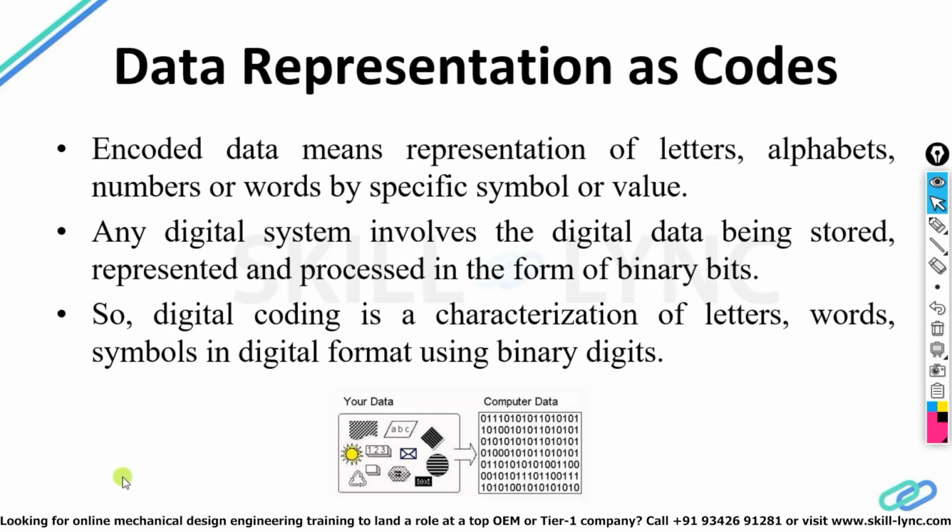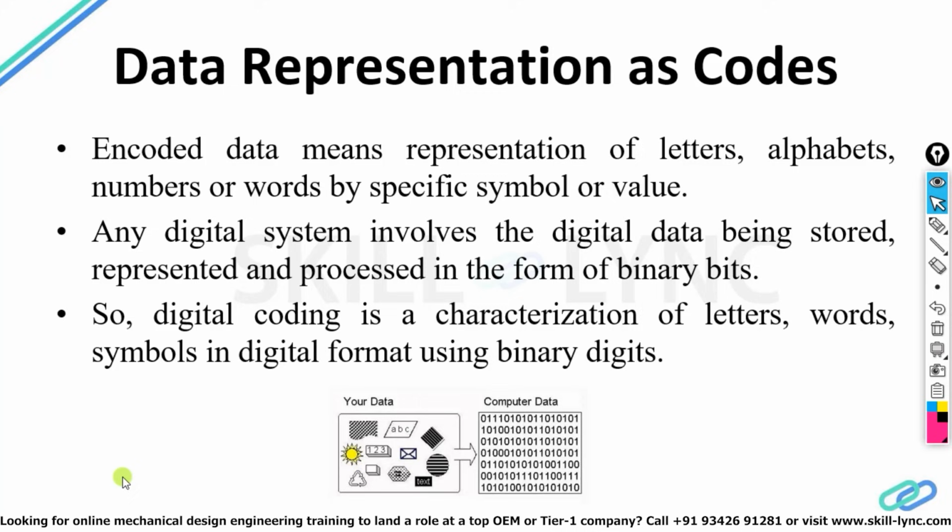So as in the previous videos, we have seen that in digital electronics, the number system is used for representing information, and number systems have various bases. Suppose a number system represents digits from 0 to 9, it is the decimal number system. But our computer does not understand our real-time language, so we have to encode the data. Encoded data means representation of letters, alphabets, numbers or words by specific symbols or values that our computer understands.